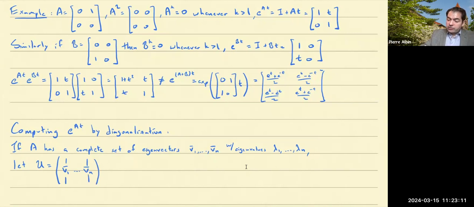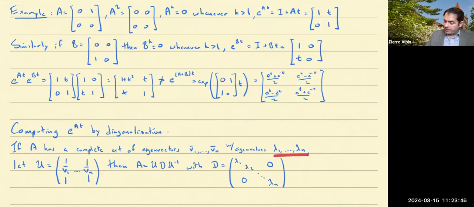Right? Because this is a complete set of eigenvectors, then these are necessarily linearly independent, which means that this matrix is automatically invertible. And it turns out that the matrix A is equal to U D U inverse, with D the diagonal matrix whose diagonal elements are exactly those eigenvalues, in the same order as we put the eigenvectors in U.